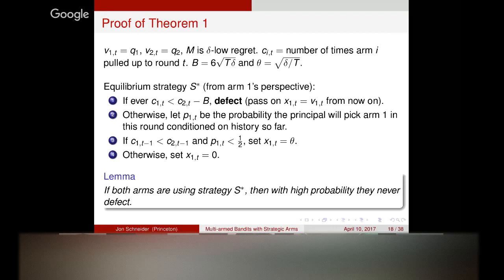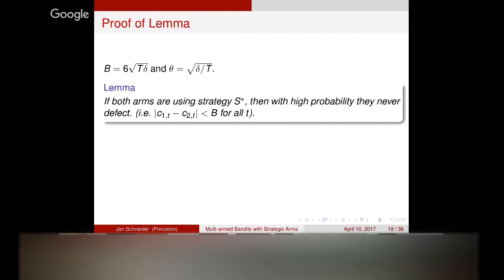Okay, so the core lemma that uses this low regret property of the algorithm says that there's no way for the low regret algorithm to force this sort of algorithm to defect while maintaining low regret. In particular, if both arms are using this strategy, then with high probability, they'll never defect.